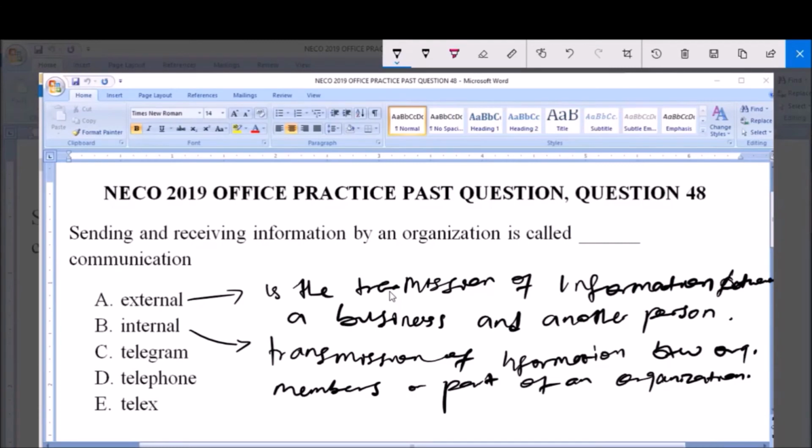Now C says telegram, D says telephone, and E says telex. All these are means by which communication is being carried out. Now the answer to this question, that is sending and receiving information by an organization, is called internal communication. Internal, because it involves the transmission of information within an organization. Now the question does not tell us that it is transmission of information between an organization and another organization.